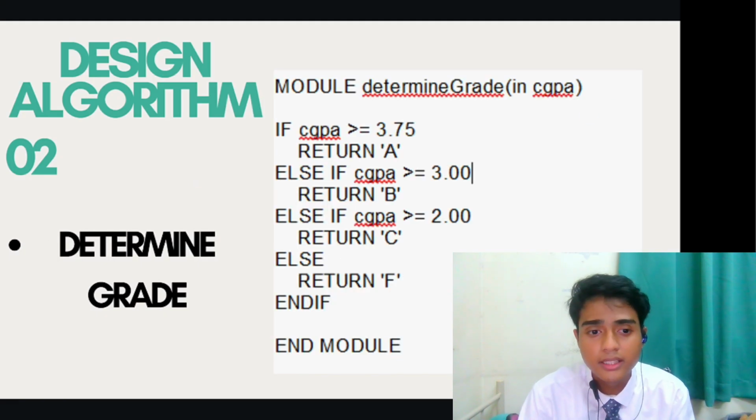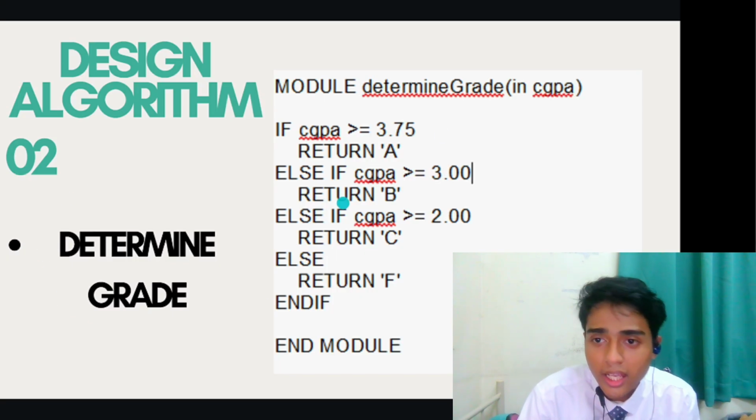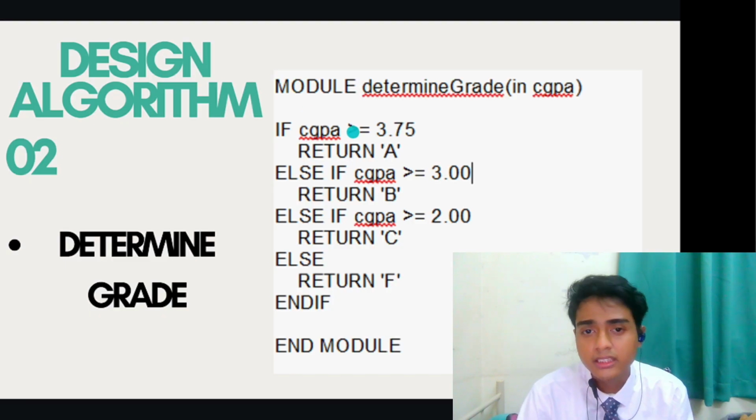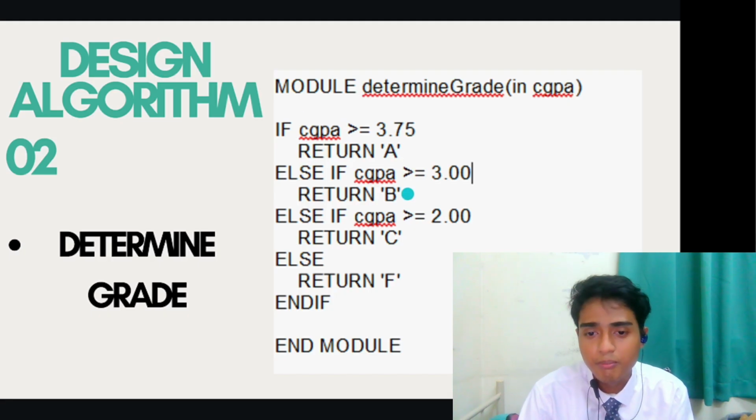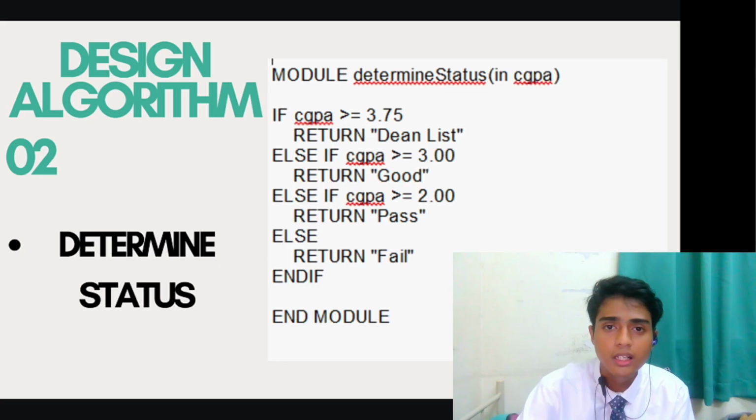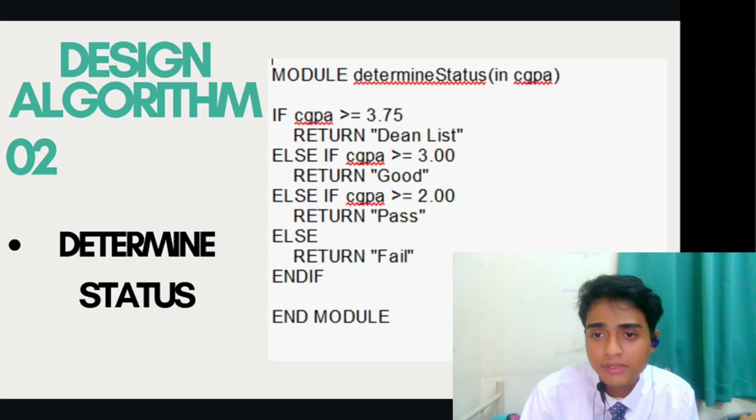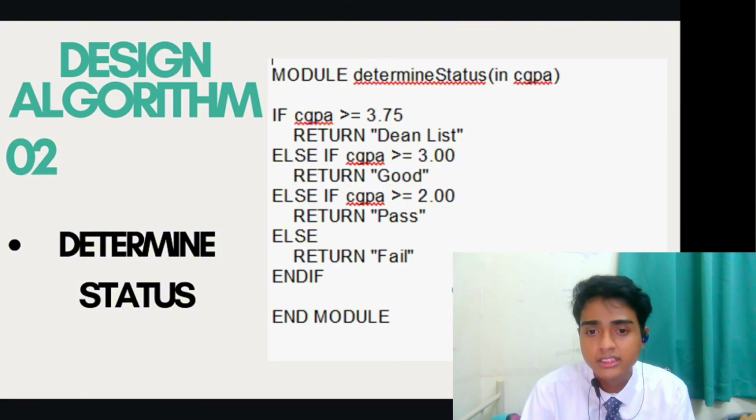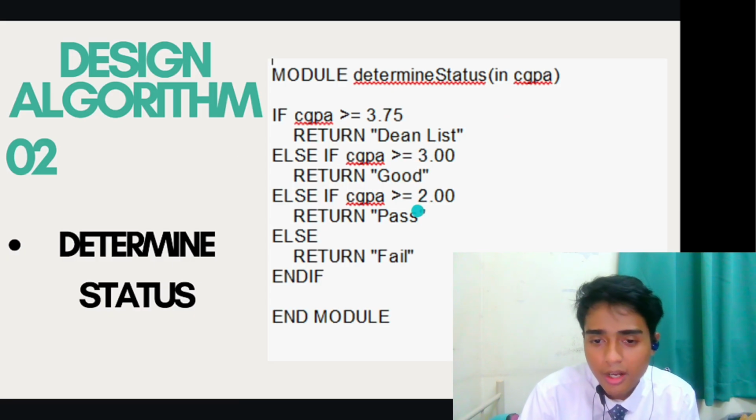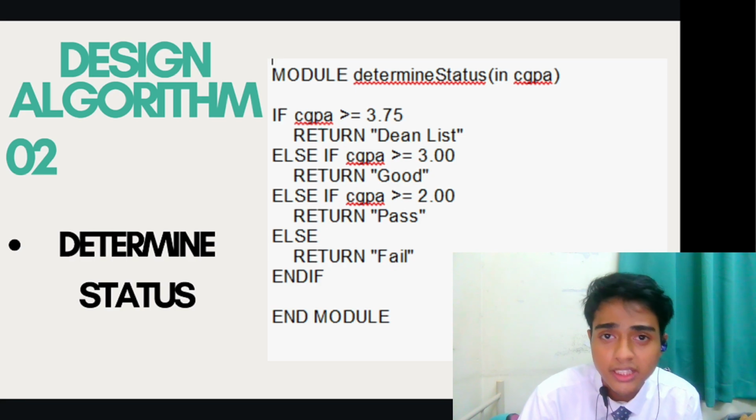Next, we will go to this determine grade module, and in this module, it will receive GPA from the main function, and it will again do if else if to check the value in CGPA and return either A, B, C or F as its grade. For the third module, we have determine status. In determine status, the program will also receive CGPA from the main function and run this if else if to return either dean's list, good, pass or fail depending on the value of the CGPA.